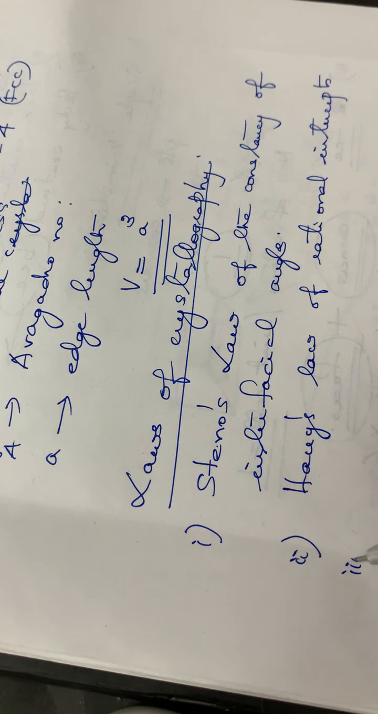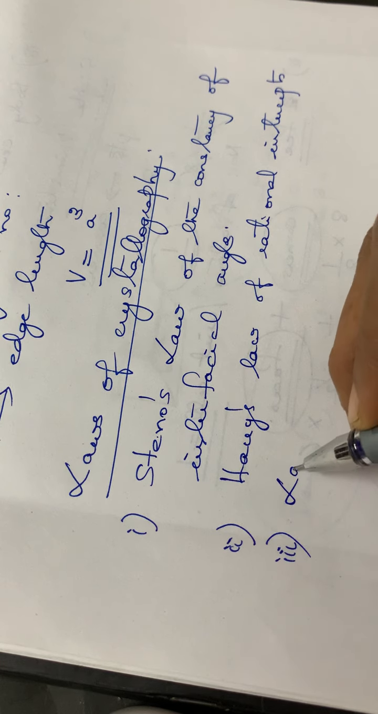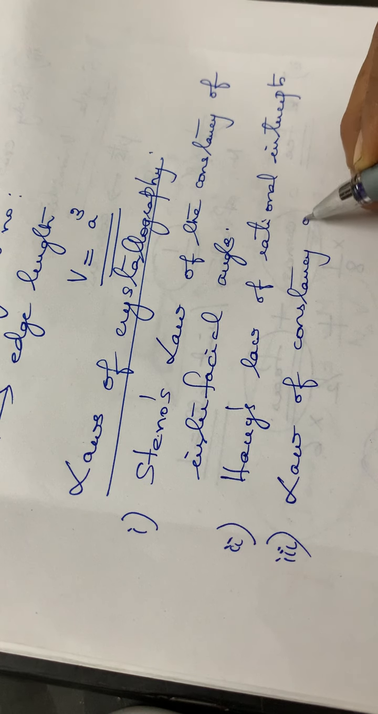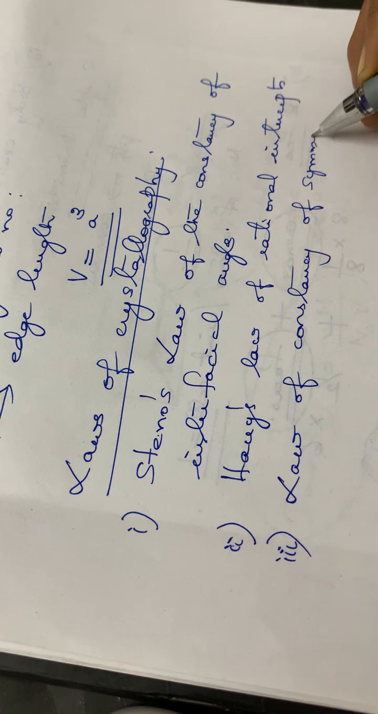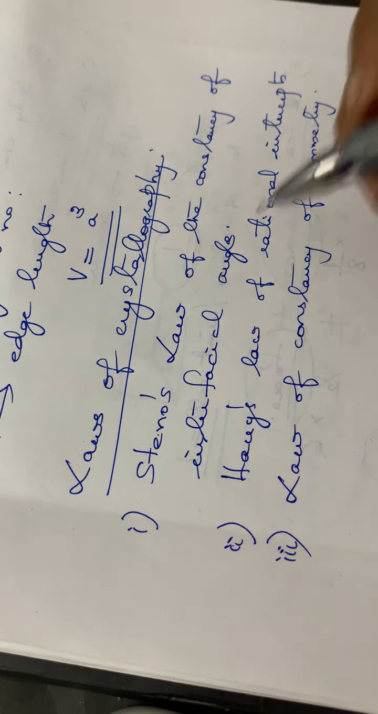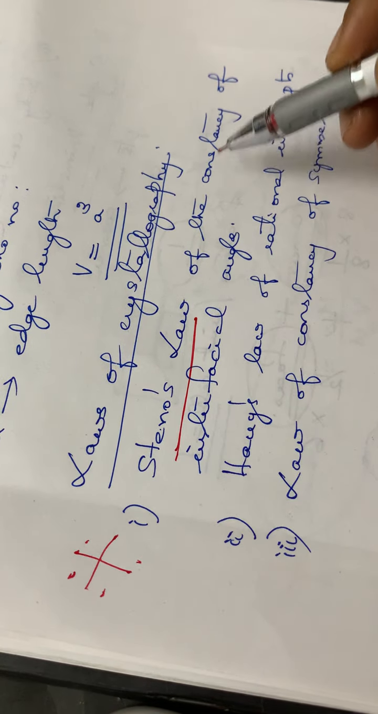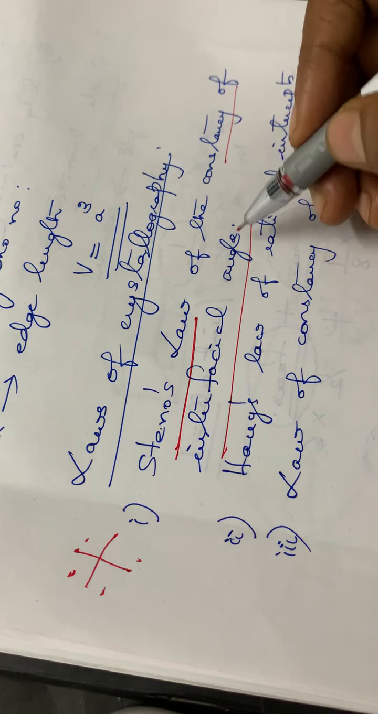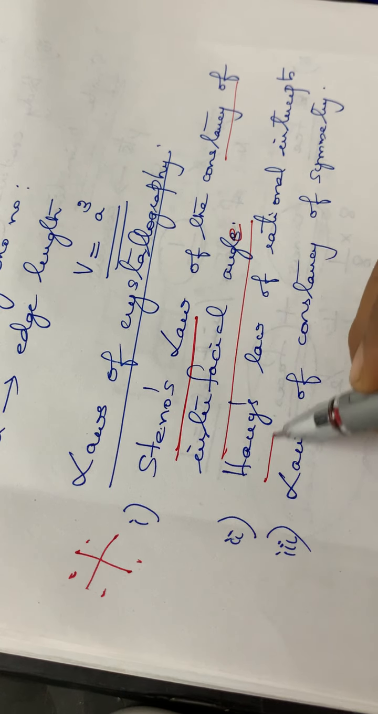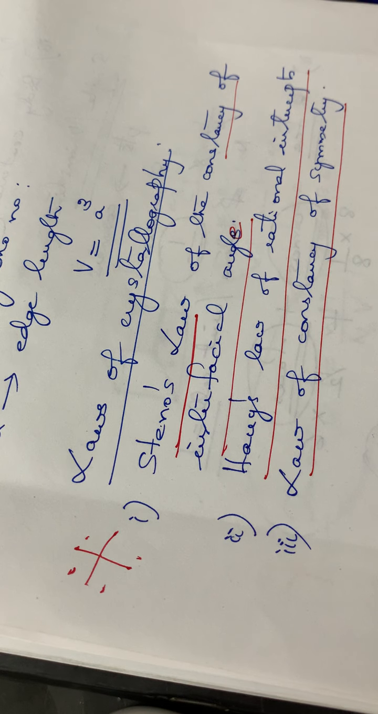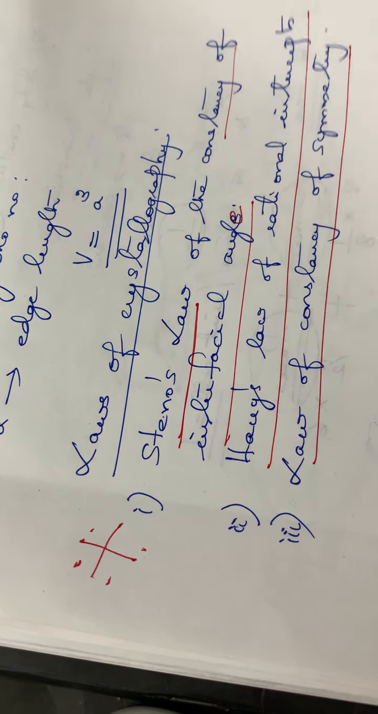And the third one is the law of constancy of symmetry. So these are the 3 laws regarding the laws of crystallography. The 3 laws are very important. The first one is Steno's law of the constancy of interfacial angle. The second one is Haüy's law of rational intercepts. And the third one is the law of constancy of symmetry. You have to go through one by one. The first one we can see is Steno's law of the constancy of interfacial angle.